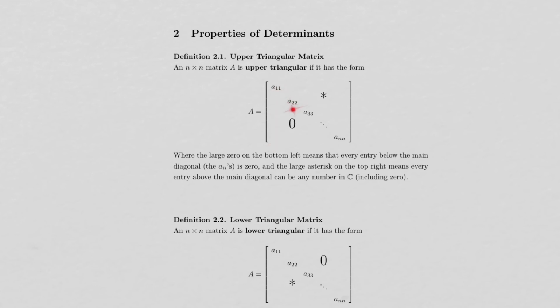A22 is the entry in row 2, column 2. So row 1, column 2 can be anything. Row 2, column 2 can be anything, but everything below A22 has to be a 0. Everything below A33 has to be a 0, etc. This is upper triangular. Lower triangular is the reverse. You can have anything on the lower triangle, and the upper triangle has to be all zeros.